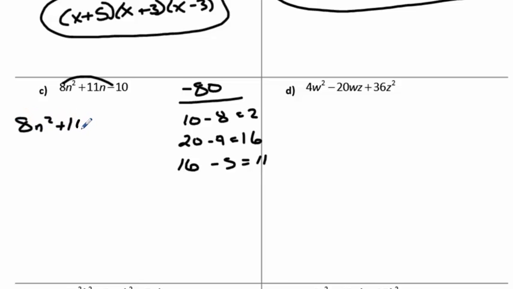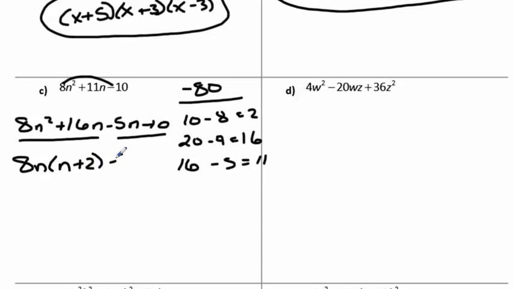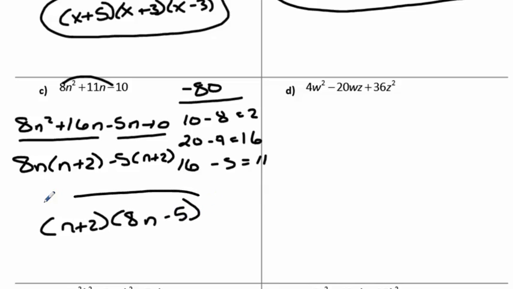8n squared plus 16n minus 5n minus 10. Let's group. Factor out 8n, you're left with n plus 2. Factor out negative 5, you're left with n plus 2. So your end result is going to be n plus 2 times 8n minus 5.